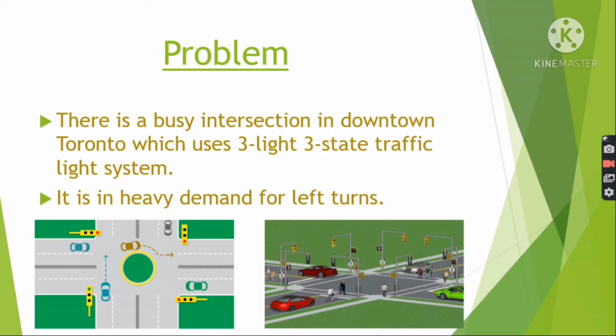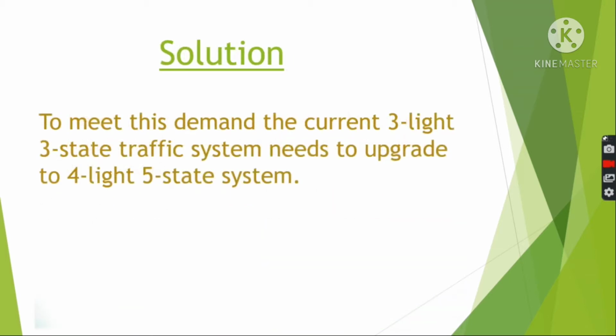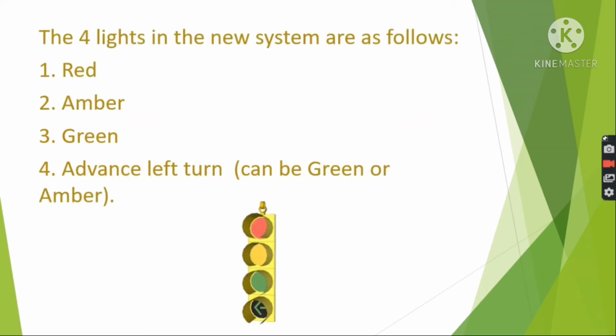There is a busy intersection in downtown Toronto which currently uses a 3 light 3 state traffic light system and it is in heavy demand of left turns. So to solve this problem, the current 3 light 3 state traffic system needs to upgrade to a 4 light 5 state system. Furthermore, the 4 light 5 state system consists of a red light, an amber light, a green light and an advanced left turn which can be green or amber.